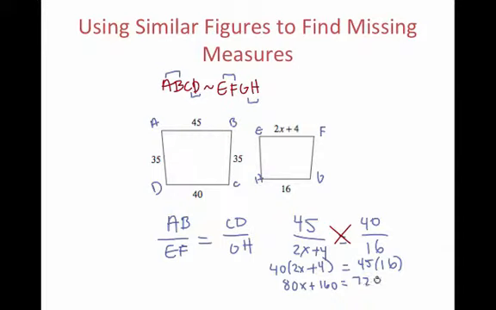So I'll subtract 160 from 720, and I get 560, and then divide 560 by 80, and I get x equals 7. So that's an example of using similar figures to find missing measures.